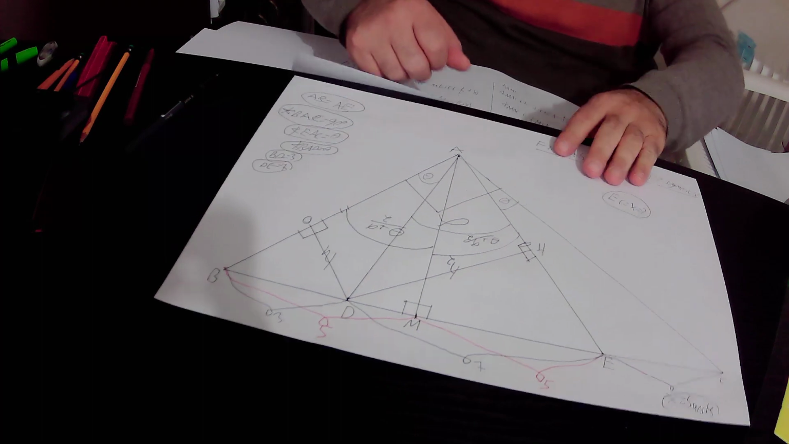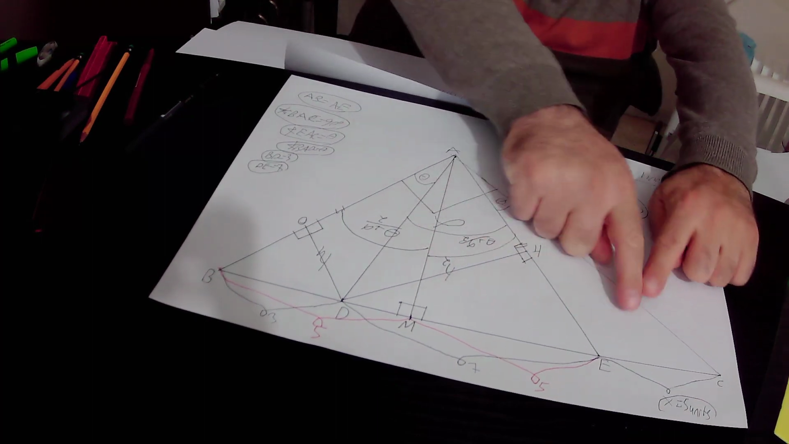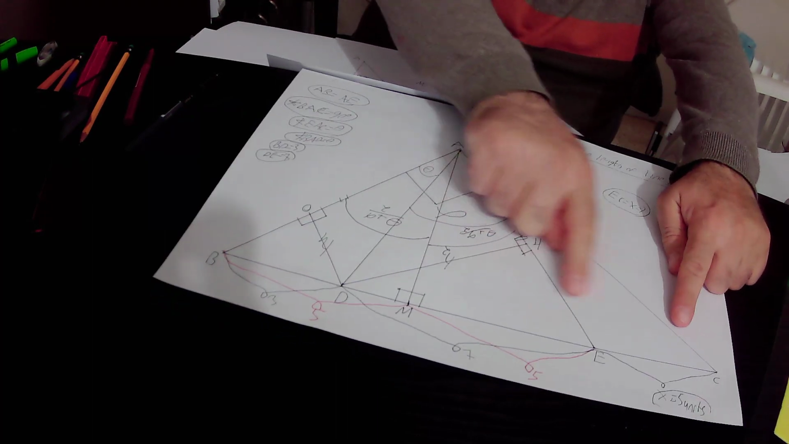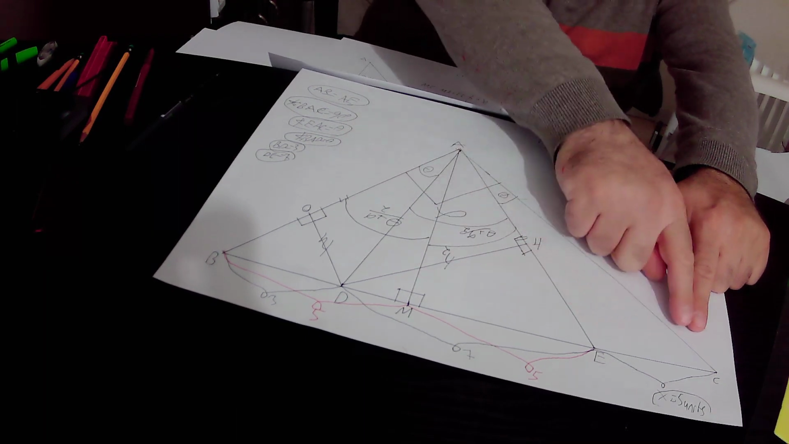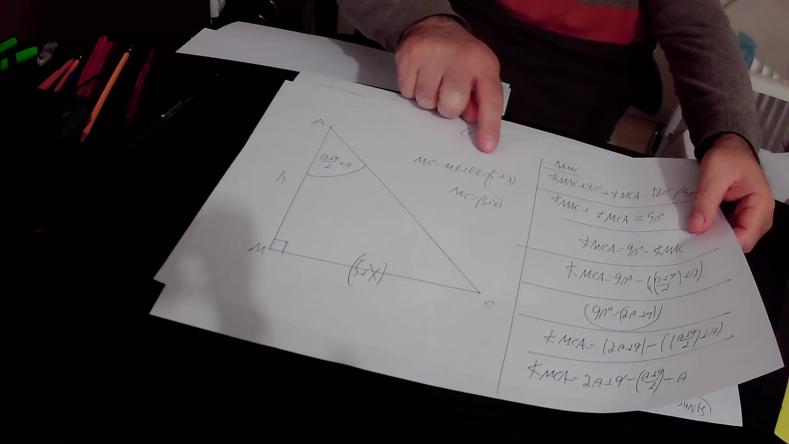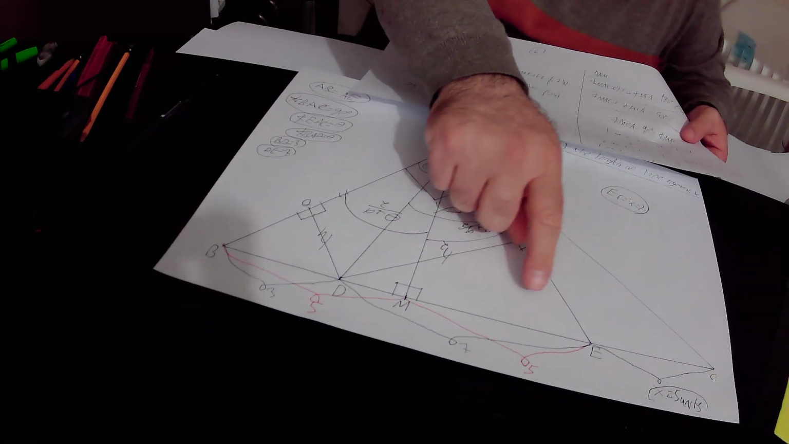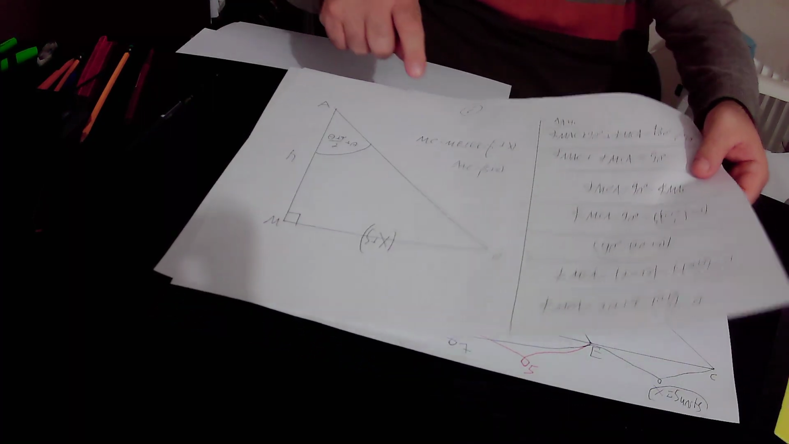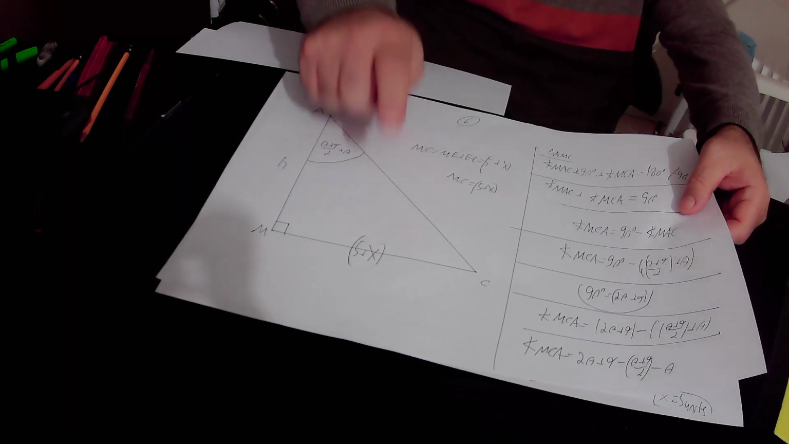And what is the value of side MC? It is very easy to see from the drawing that MC equals ME plus EC. Again, MC equals ME plus EC, but ME equals 5 units, EC equals x. So in conclusion, we found that MC equals x plus 5.